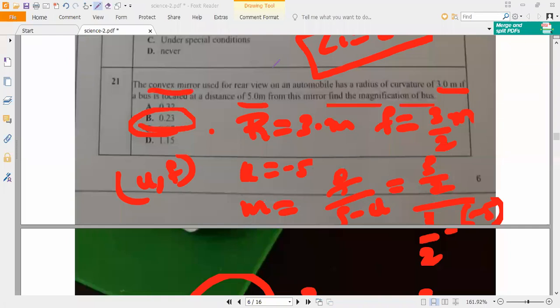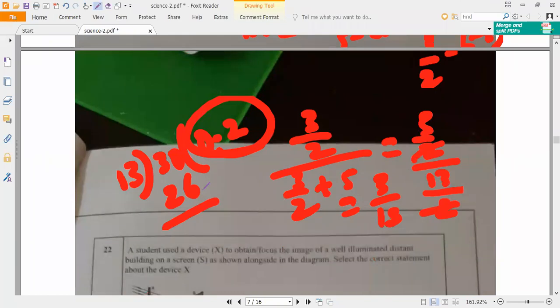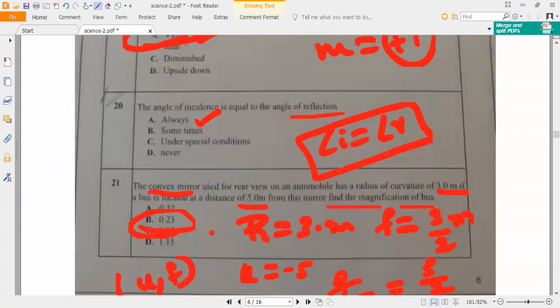But here, if you use the general method, we have a disadvantage. What is the disadvantage? First, we have to find the object distance, then the image distance. Later only can we use magnification. But here, if you use the shortcut, we directly get the answer. So be careful and solve.